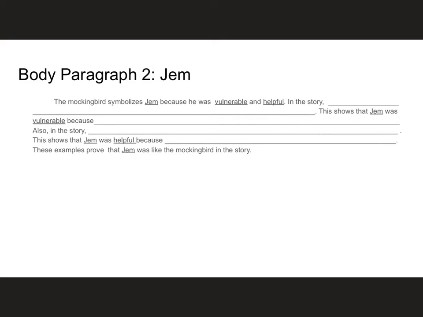In the story, and again, here you fill in, when was it that Jem needed protection? Then you explain. This shows that Jem was vulnerable because, and explain how he needed protection. Also in the story, and here you give an example of when Jem was helpful, something that happened in the story. This shows that Jem was helpful because, and again explain how this shows that he was being kind. These examples prove that Jem was like the mockingbird in the story.